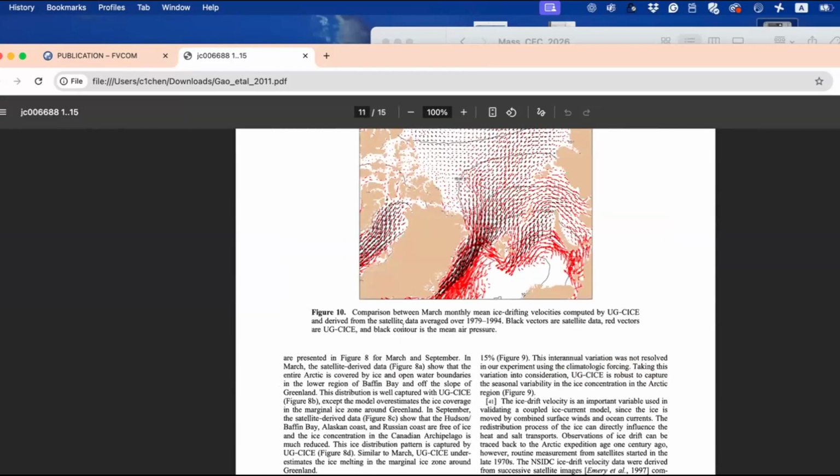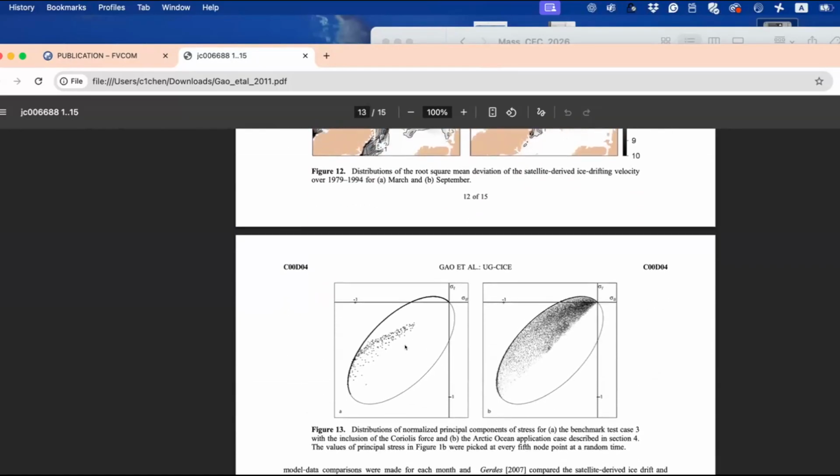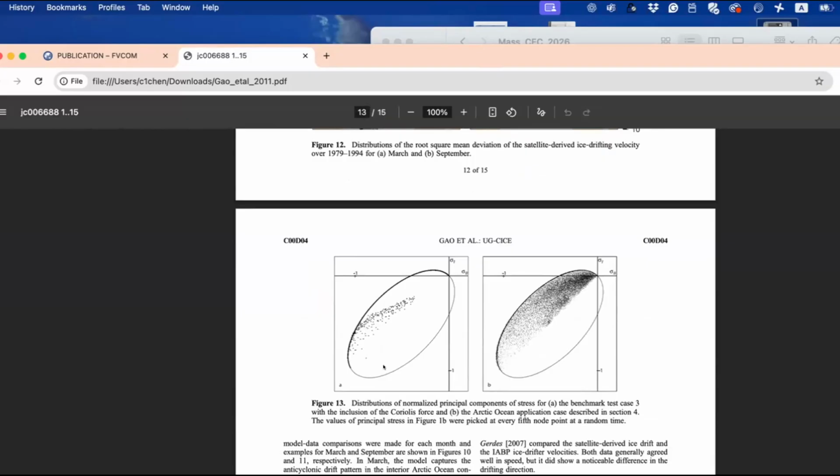Okay, I want to show you one picture here. When you solve the EVP model, you have to make sure that the stress tensor stays inside the circle. If everything is out of the circle, your model is not stable, and it is also not correct physics. I don't want to explain the circle; it's like an ellipse. But this stress tensor has to match this.